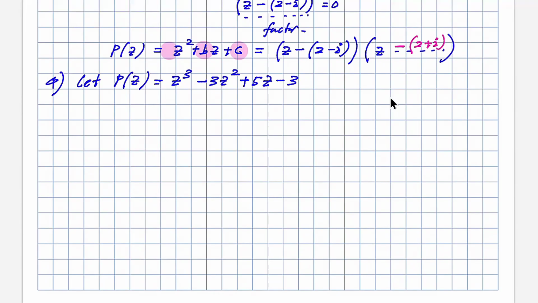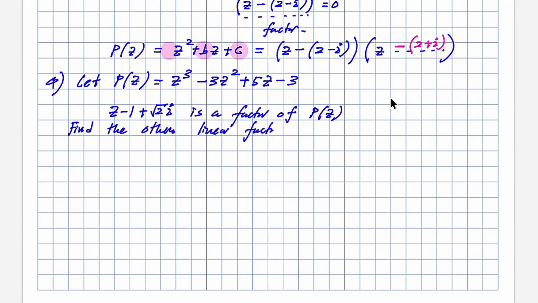z minus 1 plus square root 2i is a factor of P of z. Question is, find the other linear factors of P of z. Okay, do that question.